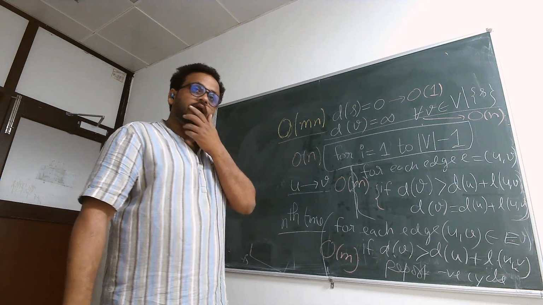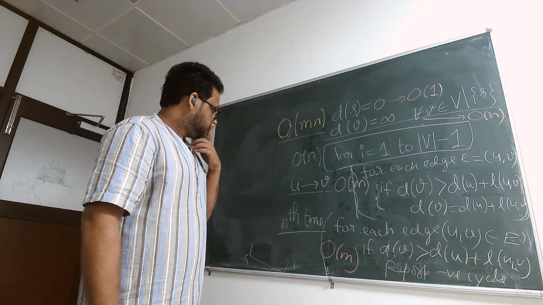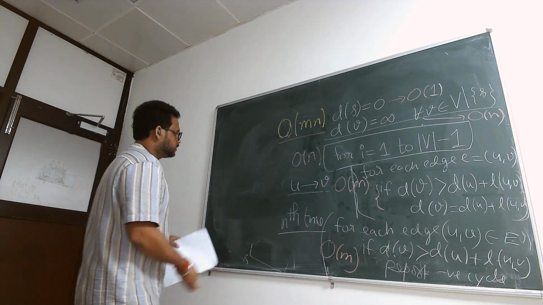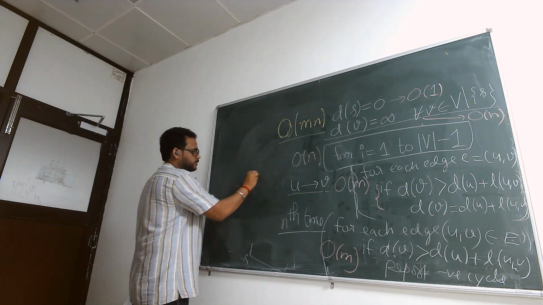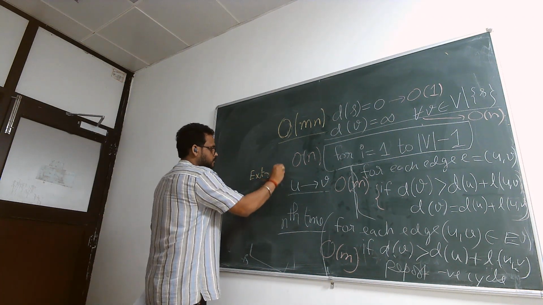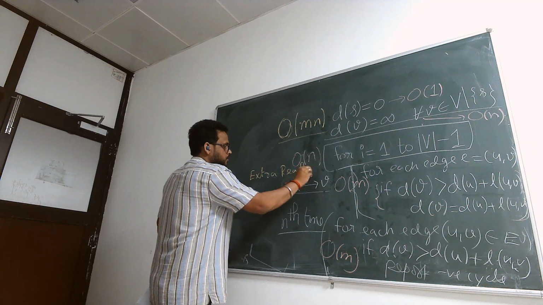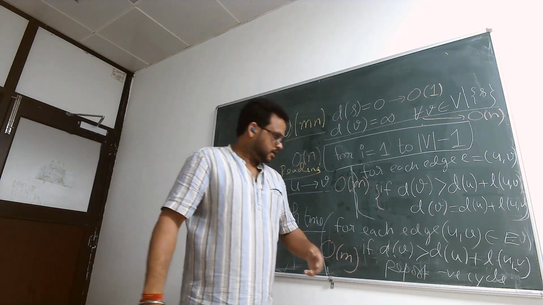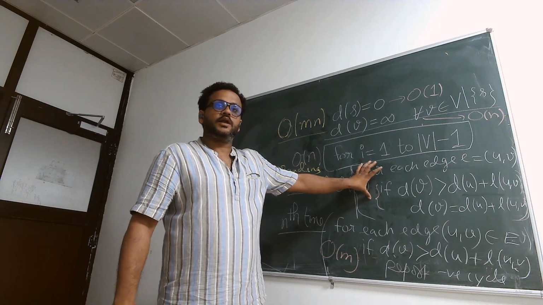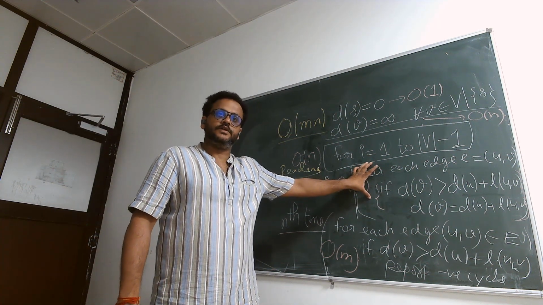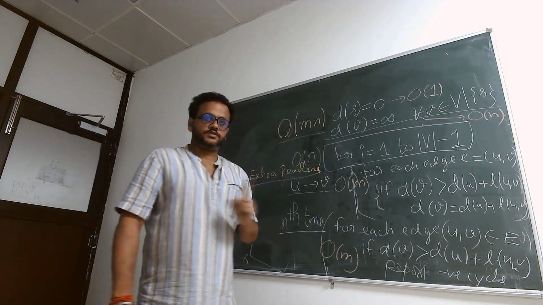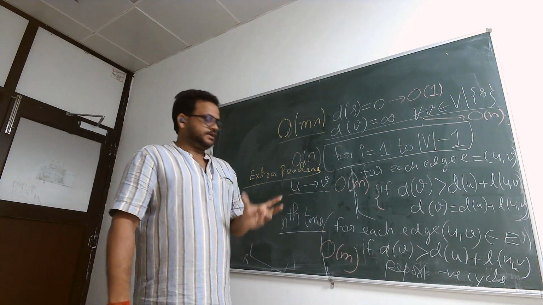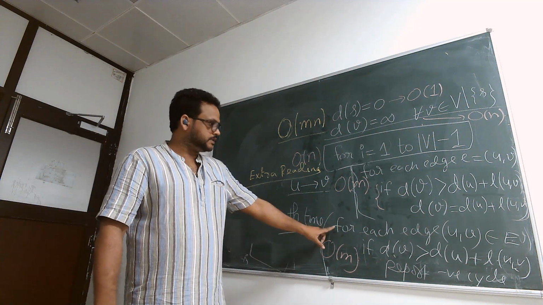Yeah, but I'm skipping the proof. The proof can be an extra reading for you guys. You can look at the proof of this thing: why doing n minus 1 times is enough to find the shortest path if there is no negative cycle. First, you have to prove this claim, and secondly, you have to prove this thing.